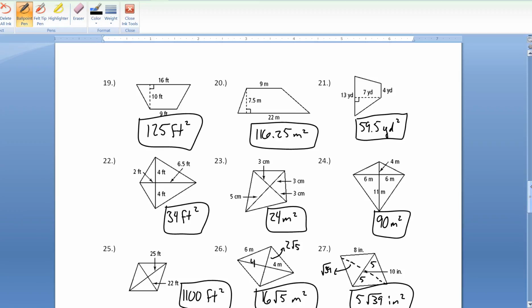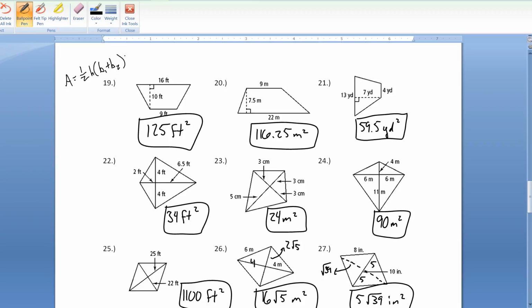For these, straightforward, I need to know my formula for the area of a trapezoid. Again, I should have said to assume these are trapezoids. The area equals 1/2 the height times the bases being added together. So I just plug that in. Here the height is 10 and the bases are the 16 and the 9. Again, the height has to be perpendicular to the bases. Next one, the height is 7.5 and the bases are 9 and 22. And then the last one, the height is 7 and the bases are the 13 and the 4.